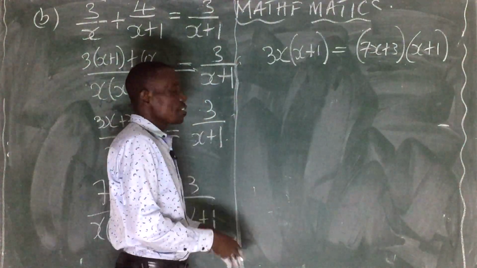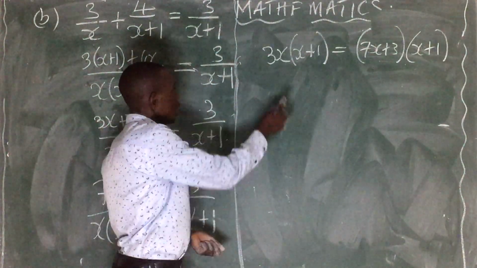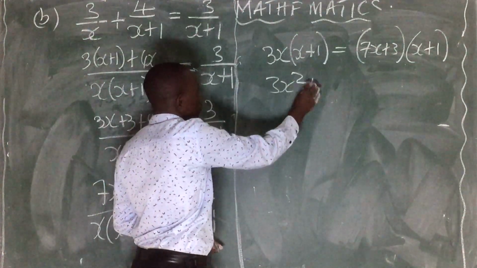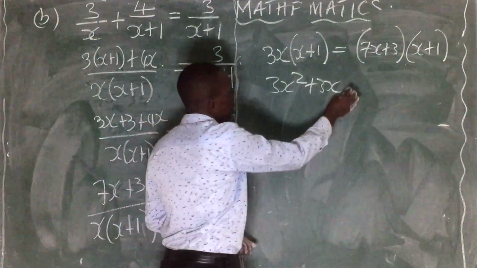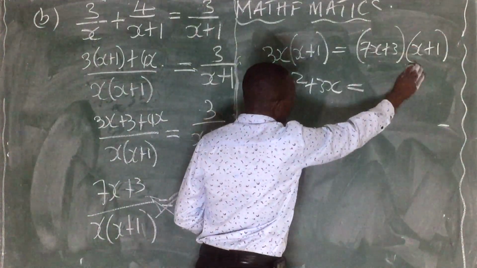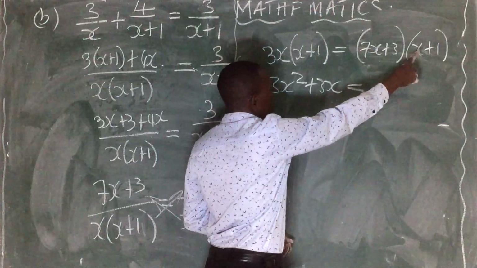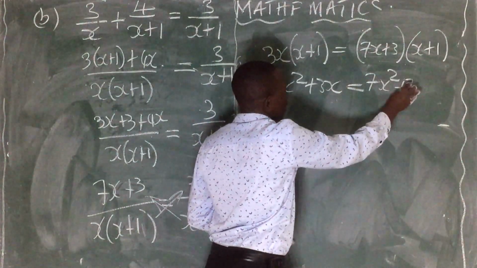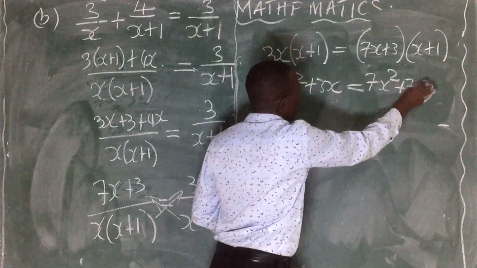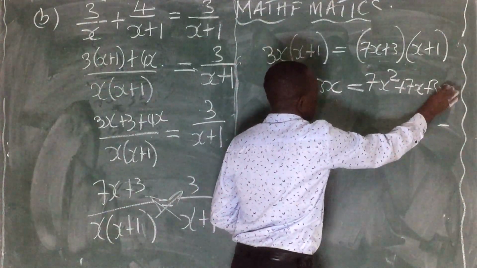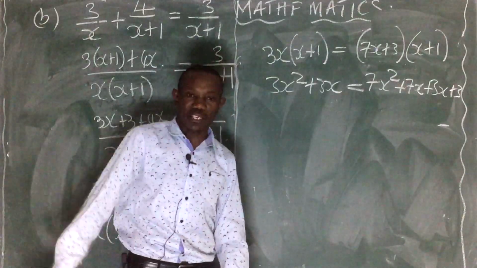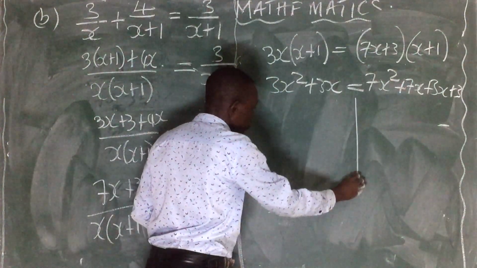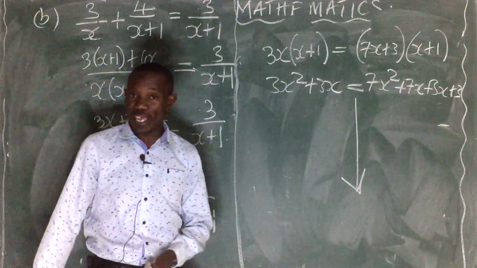So what we have here, straightforward. Remove the brackets. This by this, you have 3x squared. Then this by that, you have 3x. And then you go here, you expand this and that. You have this multiplied by that one. You get 7x squared plus 7x, then plus 3x plus 3. Like that. So I'll ask you just to continue with this one. You solve until the end. Find the value of x.